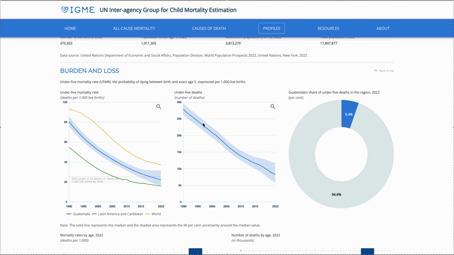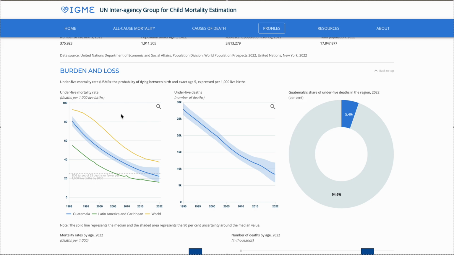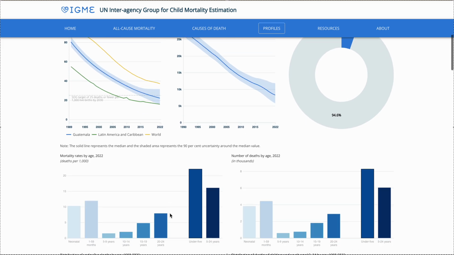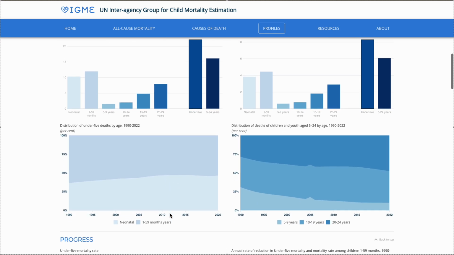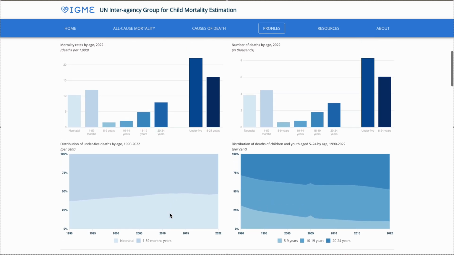And you can see that there has definitely been progress in under 5 deaths. It's showing not only the trend in Guatemala, but here is the world, and then here's Latin America, and Guatemala is kind of in the middle. What caused this decrease in death rate from 1989 to 2022? One could say, oh, it's these interventions, but it's probably wealth, or what that means, wealth and interventions.